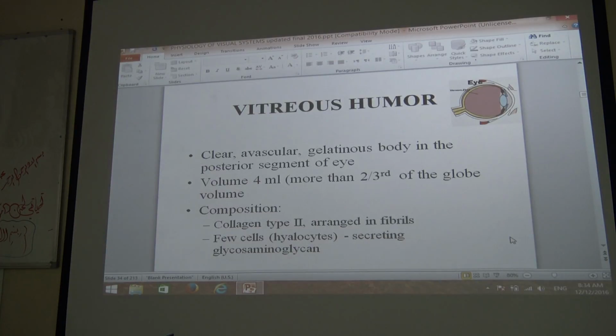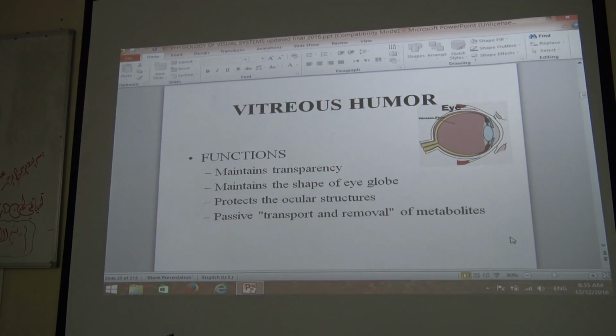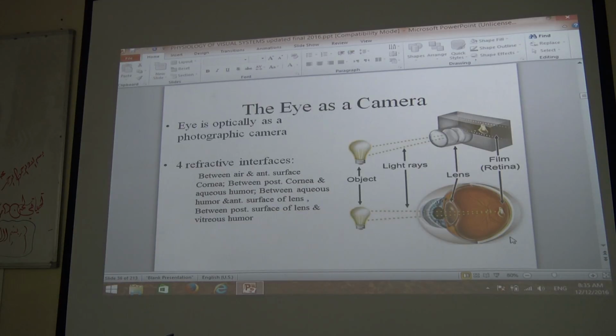Making the shape of the globe, protection, preventing detachment of the retina, and of course, nutrition and removal of waste products. It makes the shape of the globe, protects the retina from detachment, and allows exchange of metabolites and nutrition.